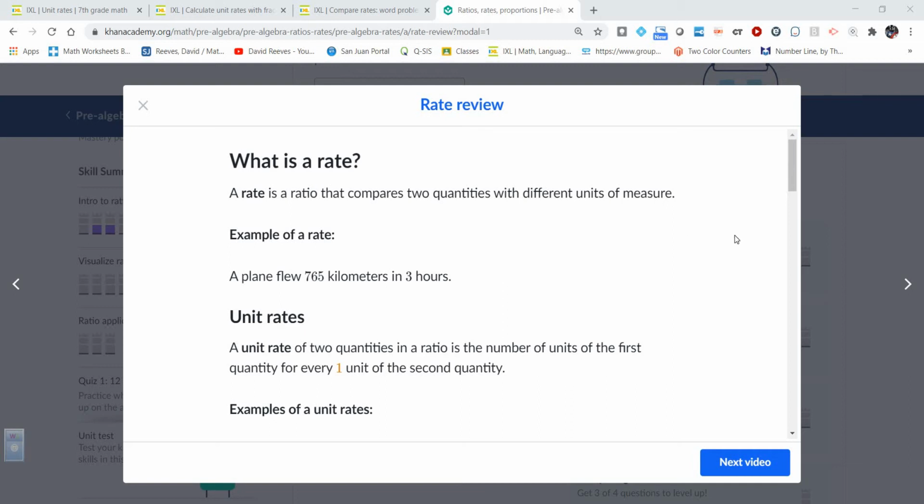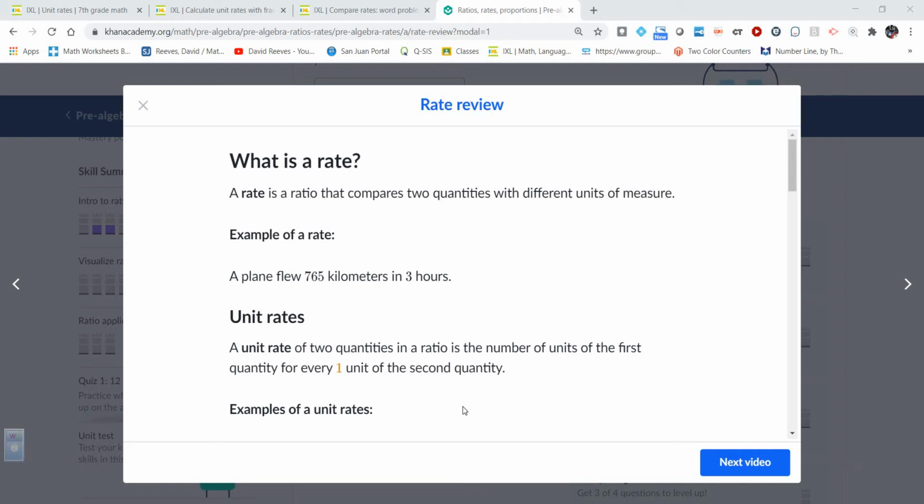So what I have up here on the screen is the article from Khan Academy that I asked you to review. And in this article, or notes as I like to call them, he defines what a rate is. A rate is a ratio that compares two quantities with different units of measure. So we were talking about a ratio. Remember, a ratio is simply a comparison of two quantities, or sometimes we add a comparison of two quantities by division. A rate is a special type of ratio where the two quantities have different units of measure.